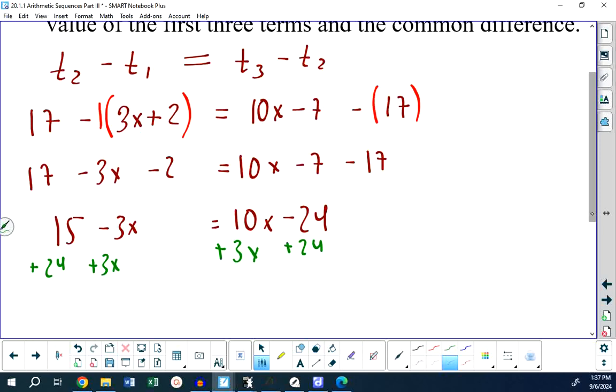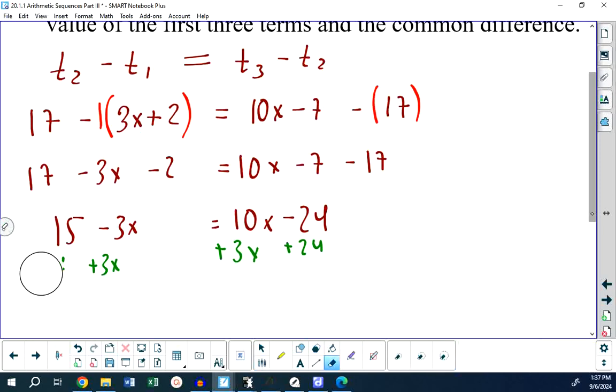You're adding 24 to both sides to clear the numbers away from the right-hand side, and you're adding 3x to both sides to move all of the x's to the other side. I think what I've done is I've created confusion here. I really believe that. When you look at it, it's a nightmare.